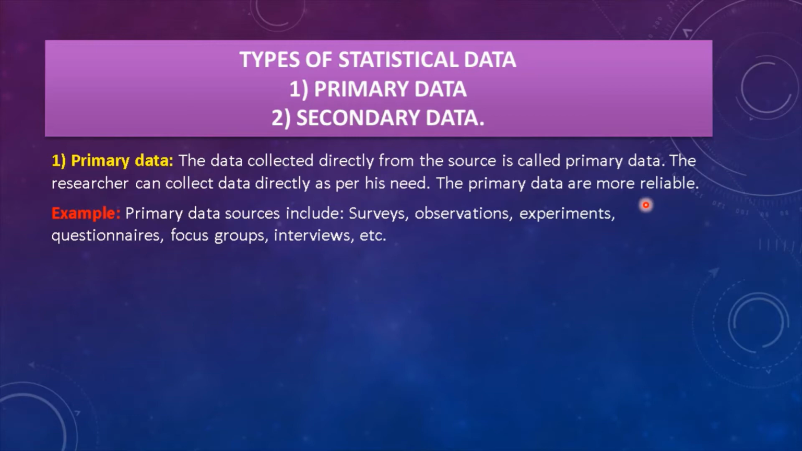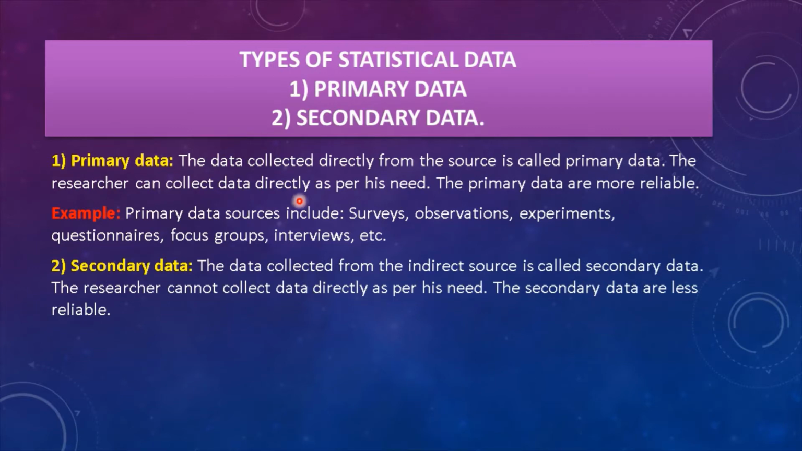So let us see an example. Primary data sources include surveys, observations, experiments, questionnaires, focus groups, interviews, etc. So my dear students, if we collect the data by this process or this way, that data is very much reliable, and the researcher, as per his need, can collect the data. So this is the thing about primary data.